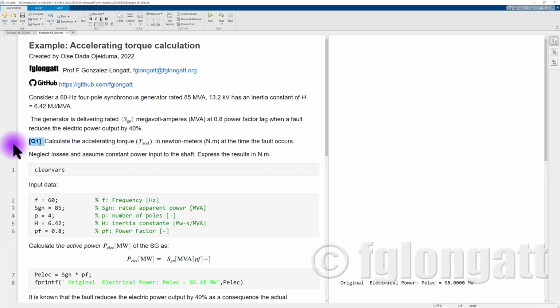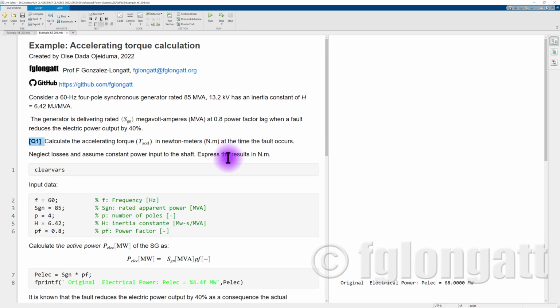Now the question is, what is the acceleration torque? In this case, in the MKS unit system, Newton meters, and we can neglect losses, and we can assume constant the mechanical power at the shaft during the acceleration process, okay? We want to express the result, the acceleration torque, in Newton meters.